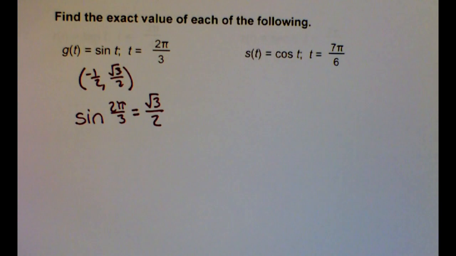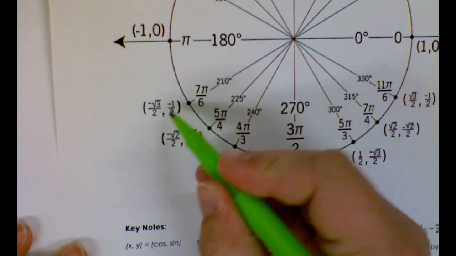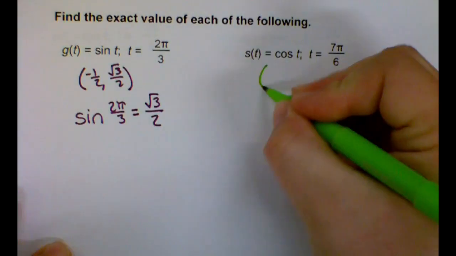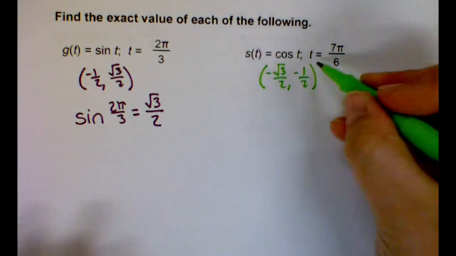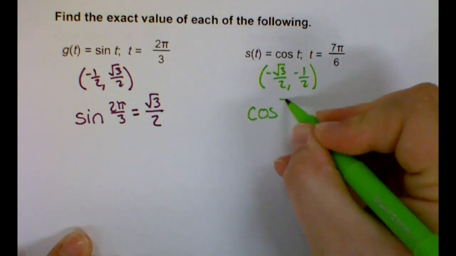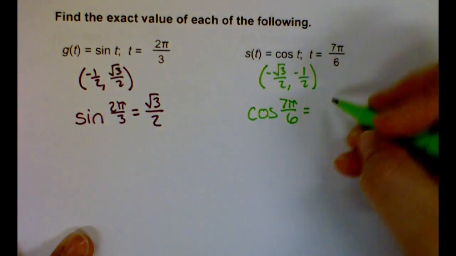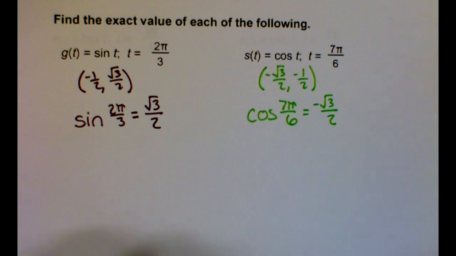We'll do the same thing for our next one. I have 7 pi over 6. I grab my unit circle. I find 7 pi over 6. The coordinate is negative square root 3 over 2, negative 1/2. So the cosine of my angle, 7 pi over 6, is the x coordinate, which is negative square root 3 over 2. Done. There's my answer.